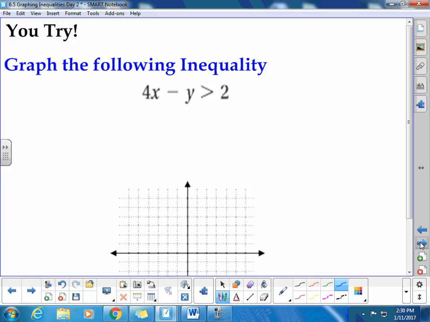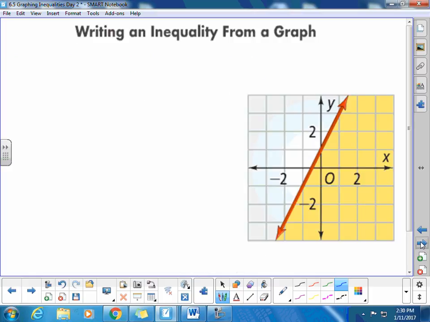You guys give this one a try. I'm going to move on to writing an inequality from a graph. So if I were going to write this line, we did this last chapter. I look where the intersection is. I find two points that it goes exactly through. It looks like it goes through that point and that point. So I can look at this graph and get the slope. I know it's up 2 over 1, so my slope is a positive 2.